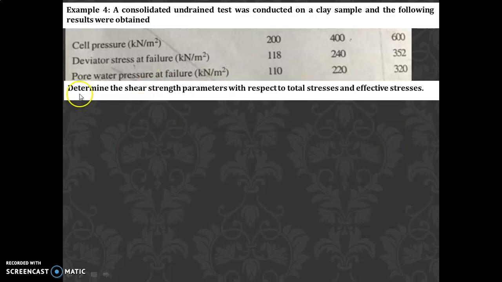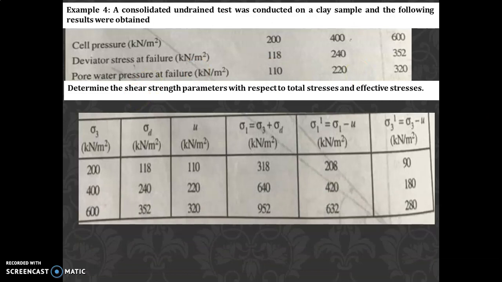So what is asked to calculate? Determine the shear strength parameters with respect to total stresses and effective stresses. So here you have to calculate the C and phi value with respect to the total stresses and effective stresses. How can we calculate total stress and effective stress? We have sigma 3 values. Write that sigma 3: 200, 400 and 600, and the deviator stress values, that is 180, 240 and 352. Then pore water pressure, that is U, is equal to 110, 220 and 320.